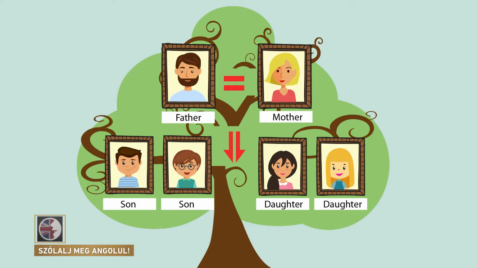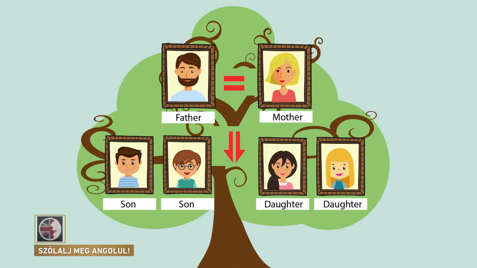They are his sons. Elizabeth is Alfredo's daughter. She is his daughter. Doreen is Alfredo's daughter. She is his daughter. Elizabeth and Doreen are Alfredo's daughters. They are his daughters.